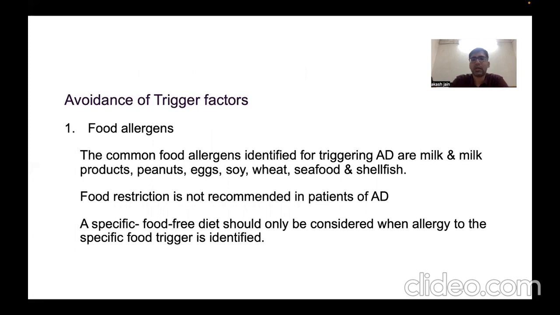So the first part is avoidance of triggering factors. So the common food allergens identified are milk and milk products, peanuts, eggs, soy, wheat, seafood, and shellfish. These are the most common triggering food factors. Food restriction is not recommended in patients of atopic dermatitis. A specific food-free diet should only be considered when an allergy to a specific food is identified. So if a patient is found to be allergic to a particular food, it should be avoided.